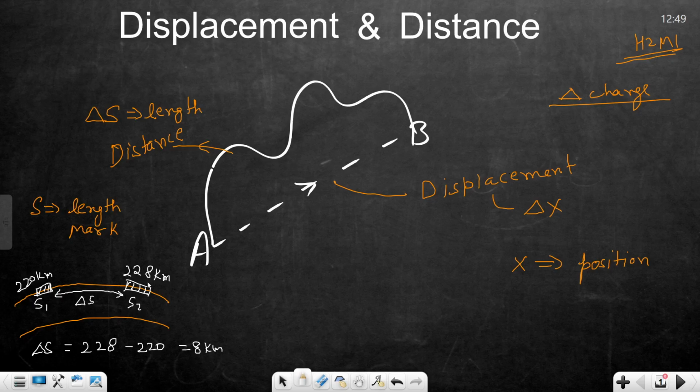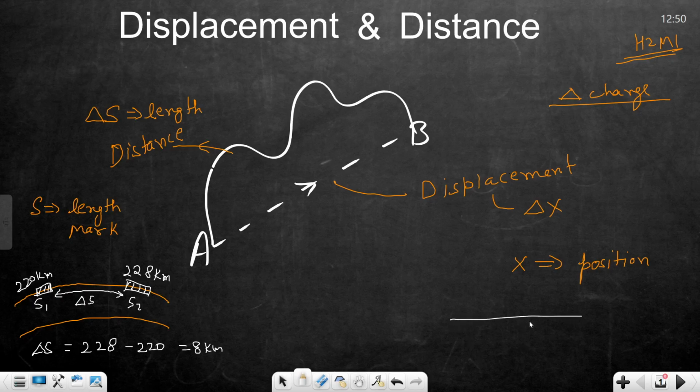That doesn't mean that you have covered 228 kilometer. That means you started from the 220 kilometer mark and reached the 228 kilometer mark. So the difference will be your distance covered. But the road can be curvy, so the stone mark will give you the length or distance covered.